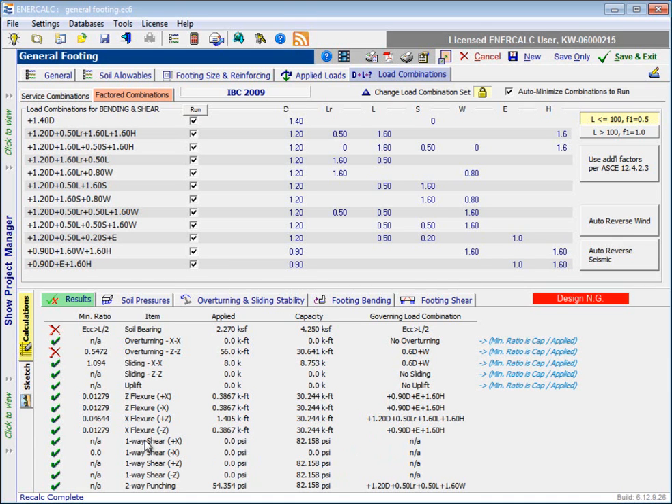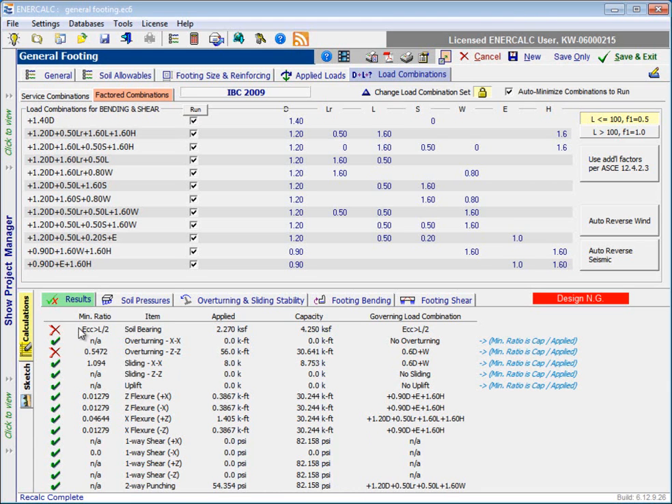The next thing that we see is the result for the one-way shear check, and that occurs on all four sides of the pedestal. And then we see the result for the two-way or the punching shear check, and there's only one line for that, with its applied, capacity, and governing load combination.